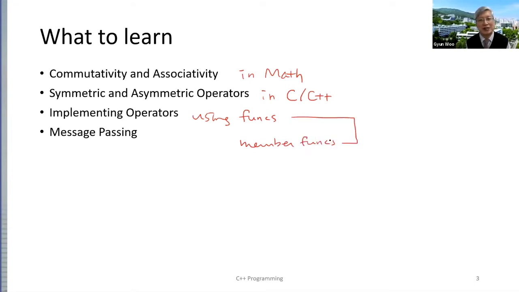So these symmetric or asymmetric operators can be implemented using functions or member functions, respectively. And message passing is not handled in most C++ programming courses, but as you know, C++ is a blended language of imperative and object orientation. So message passing is a term in object orientation. As you know, C++ supports object orientation. I'd like to tell the basic concepts: what is a message, what is a receiver, and the method called. Okay.